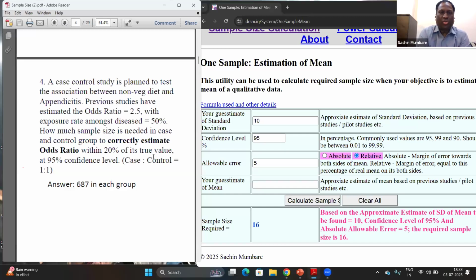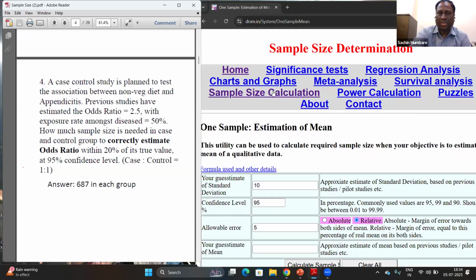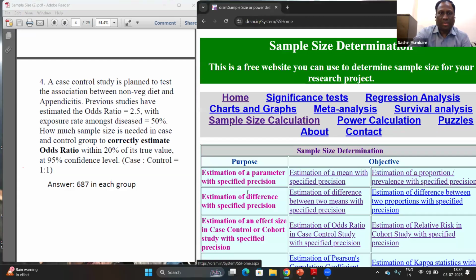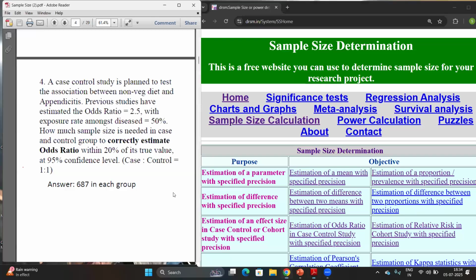And case to control ratio of sample is 1:1, means equal number of cases and controls you intend to have in your study. So what we are doing in this, whether we are estimating or we are applying any test? Estimation. Yes, we are estimating what? Odds ratio. Means our objective is what? To estimate odds ratio, and for that we will determine the sample size.